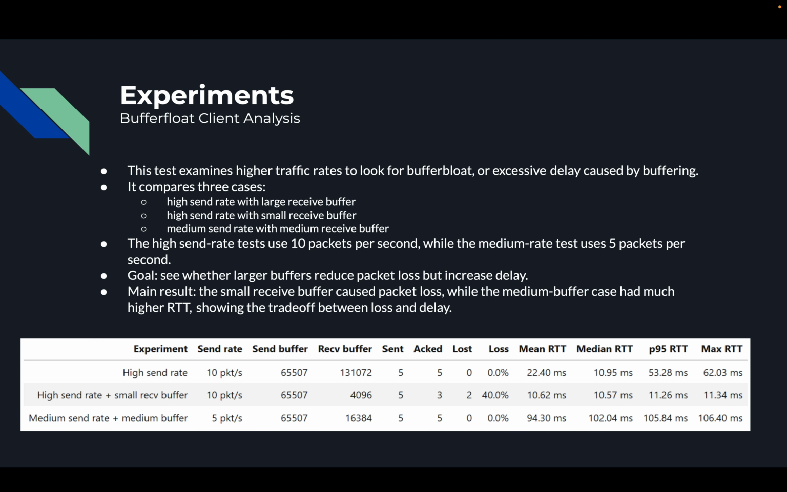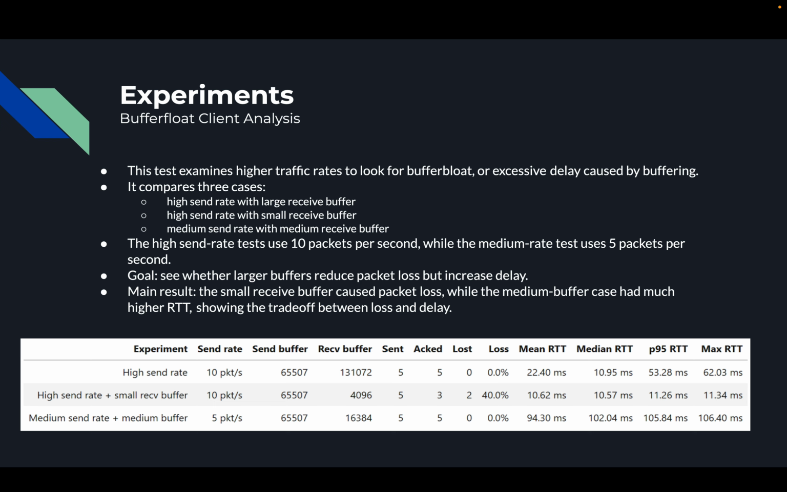All right, and here in this slide, we have our buffer bloat client analysis. This test examines higher traffic rates to look for buffer bloat, or excessive delay caused by buffering. It compares 3 cases: a high send rate with large receive buffer, a high send rate with small receive buffer, and a median send rate with a median receive buffer. The high send rate test uses 10 packets per second, while the median rate test uses 5 packets per second.